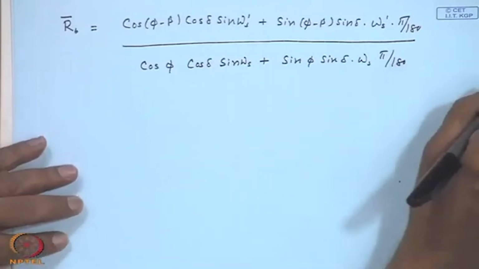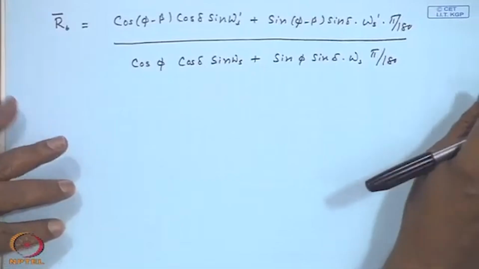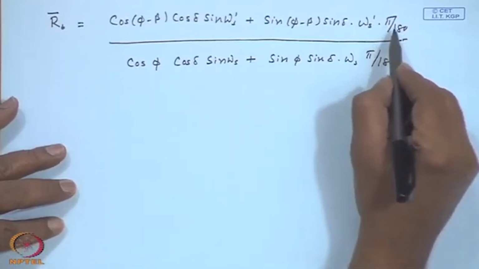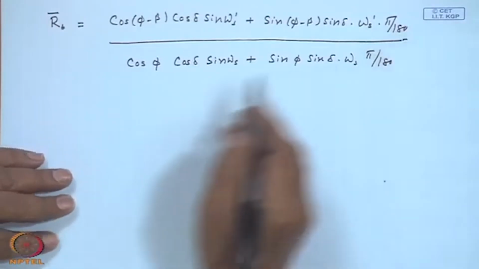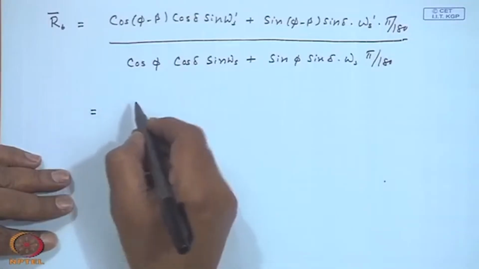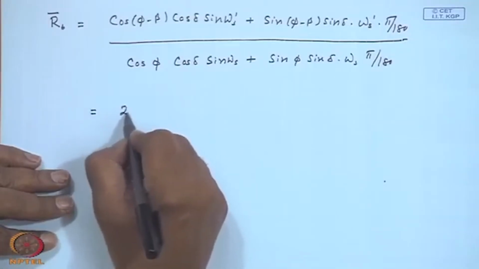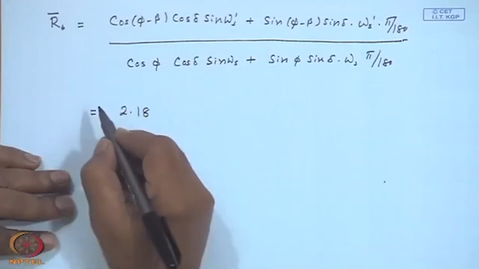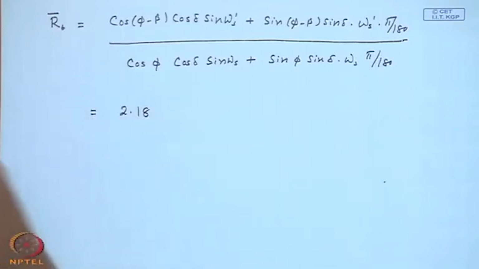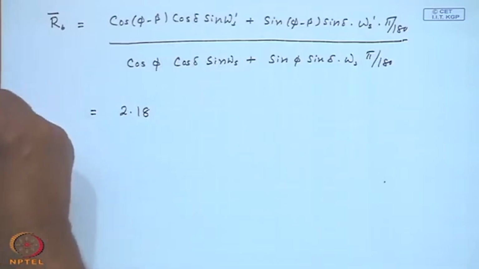At some places it is written as 2 pi by 360 and at other places it is written as pi by 180, by me as well as in books. Okay, so do not worry, pi by 180 is exactly the same as 2 pi by 360. This will be 2.18, if you want the numbers that you can easily calculate. So, this R B bar is a good value for winter, and we have optimized the winter orientation.